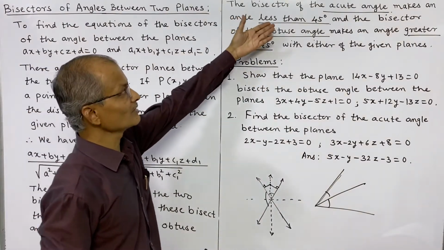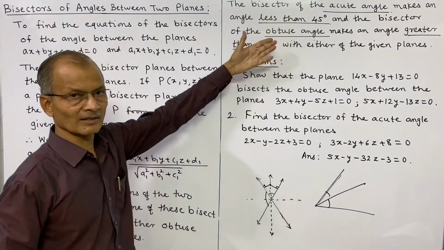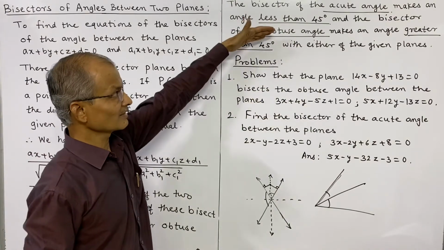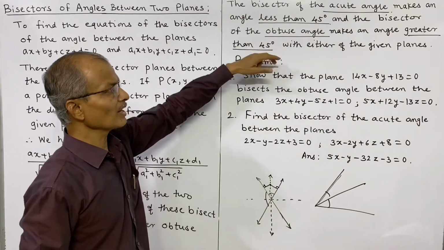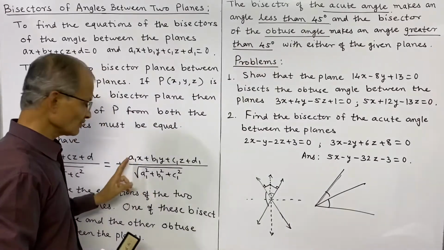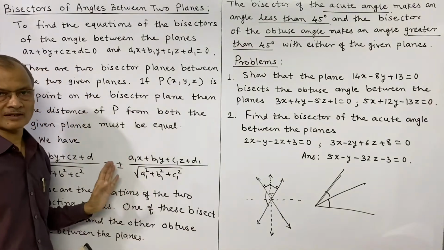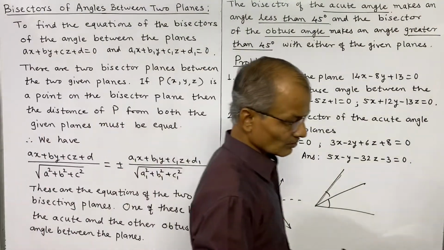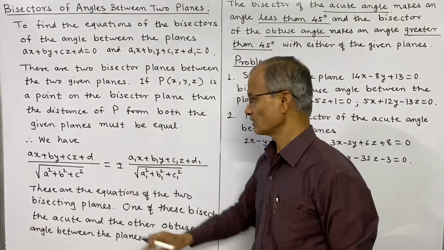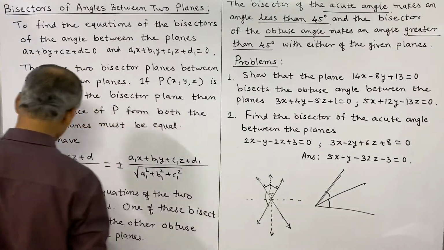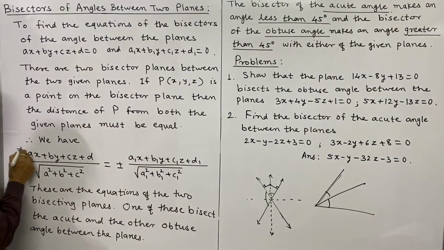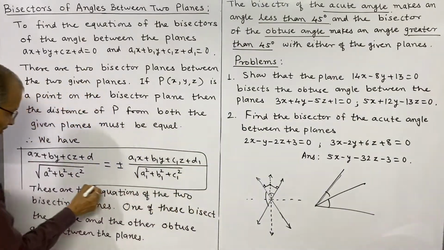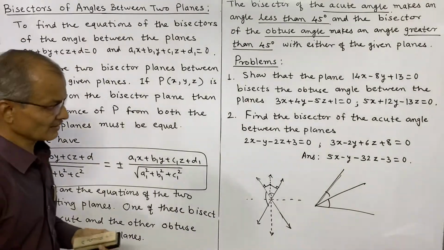And then we can say which particular plane bisects the acute angle, and the remaining plane will bisect the obtuse angle. Of the two equations we get, one of them will bisect the acute angle and the other will bisect the obtuse angle. So this is the only result we have to use. And now we will solve the problems depending on this. So we have to remember this to write the bisecting planes.